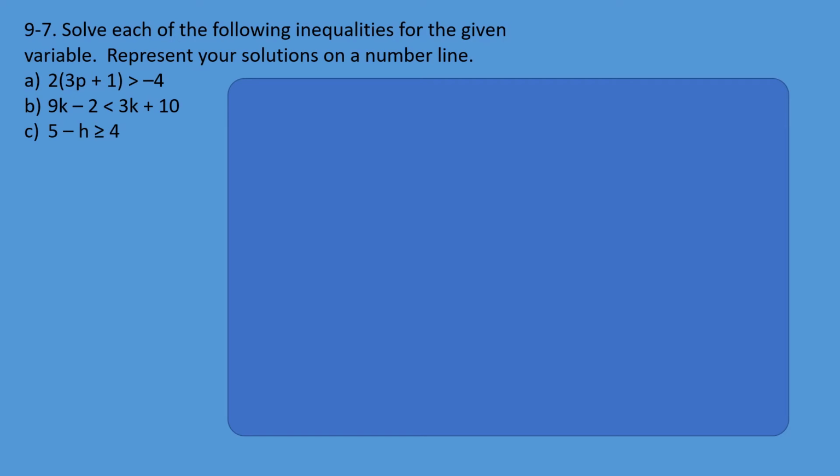First problem we're going to look at is problem number 7 in this chapter. It says solve for each of the following inequalities for the given variable. Represent your solution on a number line.